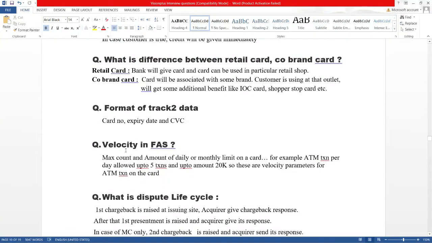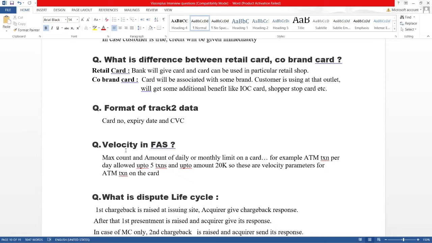What is the difference between a retail card and a co-brand card? A retail card is, you can say, suppose your banker is SBI. They have given a card. Okay, you can use this card in the Reliance store or DMart store. So that is called the retail card only. Apart from the specific store, you can't use your card at any other vendor.